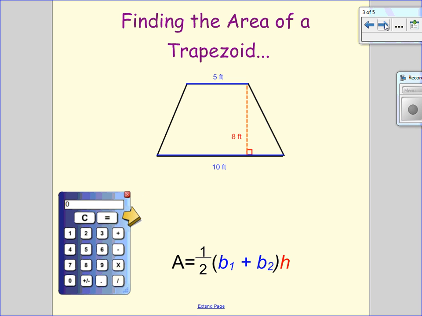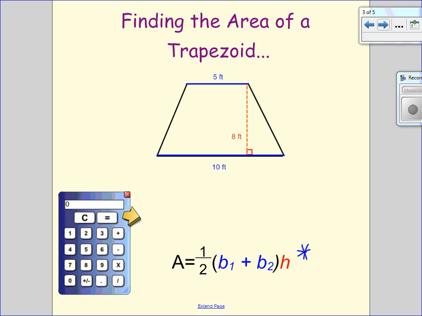Trapezoids seem a little tricky. When you have to find the area of a trapezoid, you're going to use this formula down here: 1/2 base 1 plus base 2 times height. And you're thinking, why on earth is that the formula? Or maybe you're not. But we're going to talk about why that's the formula.